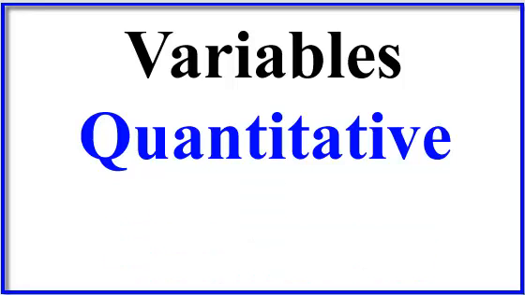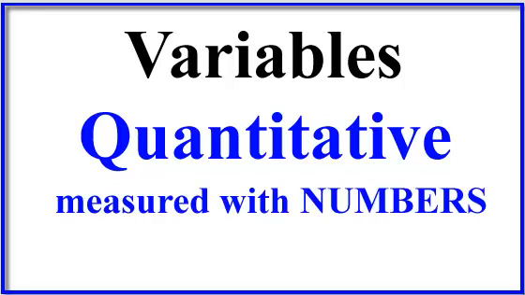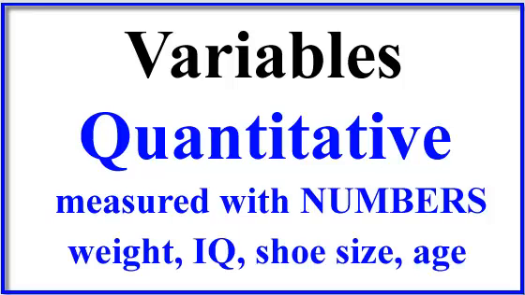A quantitative variable is any variable that is basically measured with numbers. And that's what most variables are, right? Some examples are weight, IQ, shoe size, how old you are, how much money you make, that kind of thing, where a number makes sense. Okay, that's a quantitative variable.